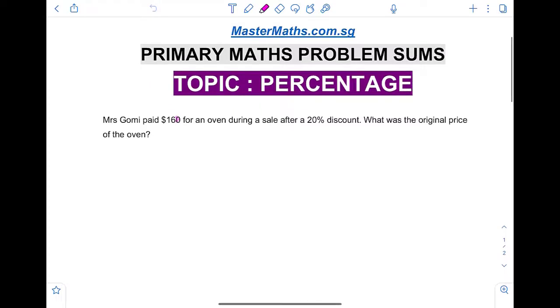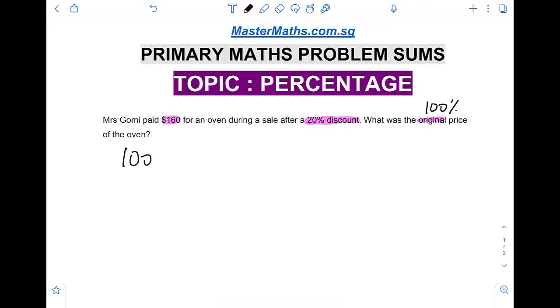Mrs. Gomi paid $160 for an oven during a sale after a 20% discount. What was the original price of the oven? So original price is always 100%. Okay, what is the discounted price which she paid for?